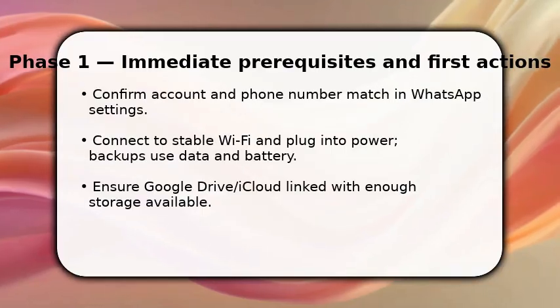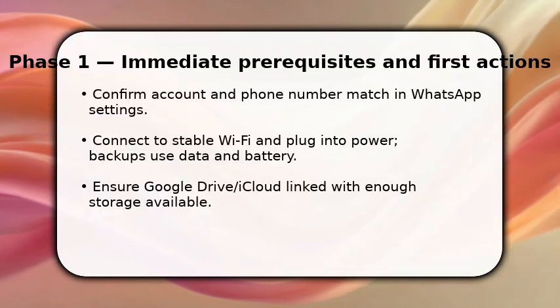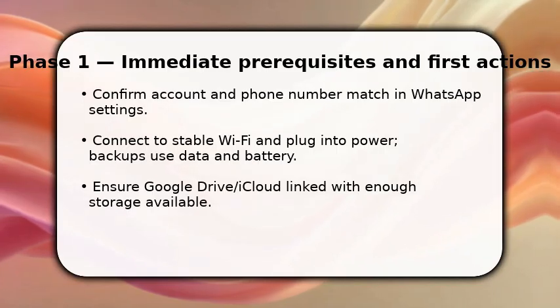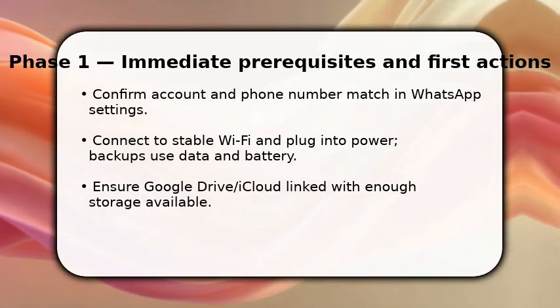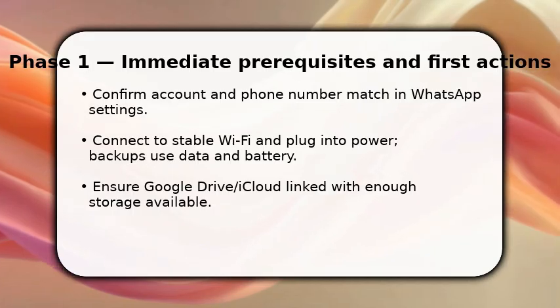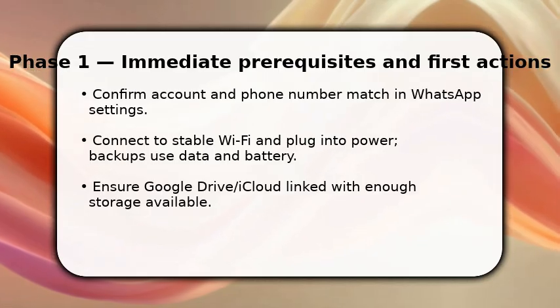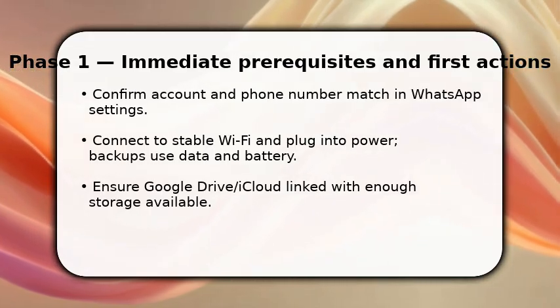You're ready to start. First, open WhatsApp and verify the account phone number and the cloud account you'll use. This prevents mismatched backups. Once done, connect to a stable Wi-Fi network and plug the phone into power so the process won't pause. Make sure your Google Drive or iCloud has free space, otherwise the backup will fail.